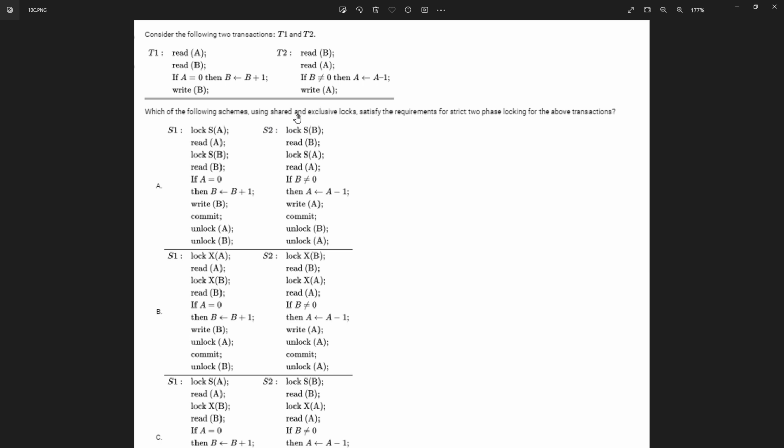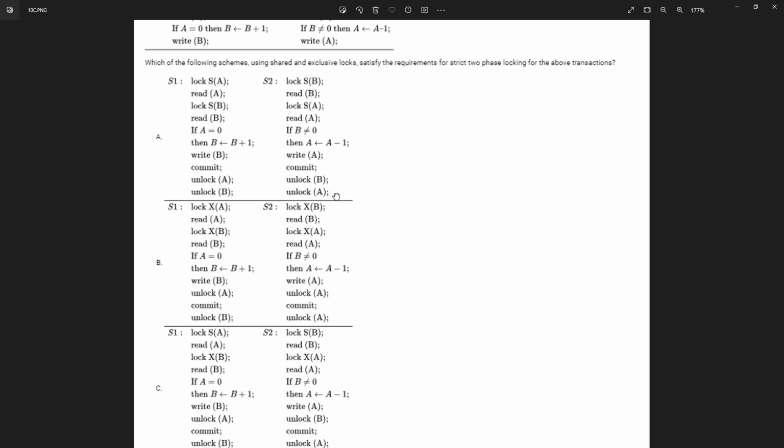What is the meaning of strict two-phase locking? Before you unlock a data item, first it has to commit. And what is the meaning of 2PL? You have two phases. One is the growing phase, then followed by the shrinking phase, right? So, based on that, first we can eliminate the options.